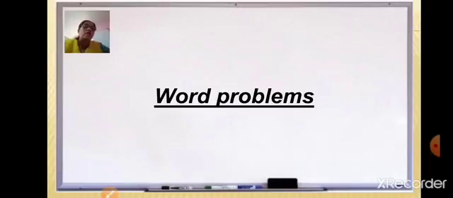Okay. And also in the last class we have studied how to simplify two or more fractions together. So today let us start with the last part, that is word problems of this chapter. Let us start with an example.